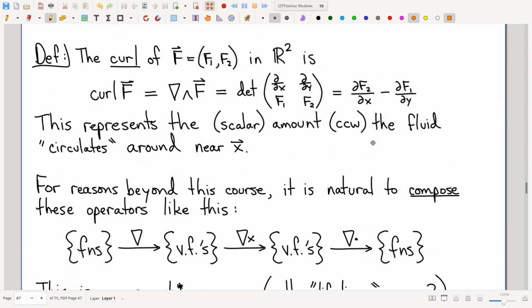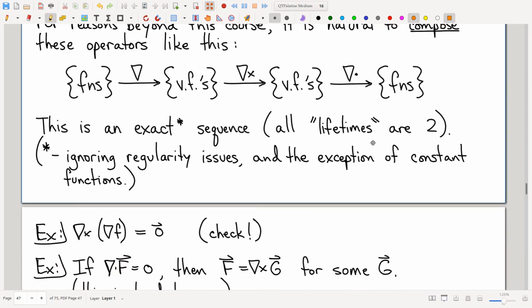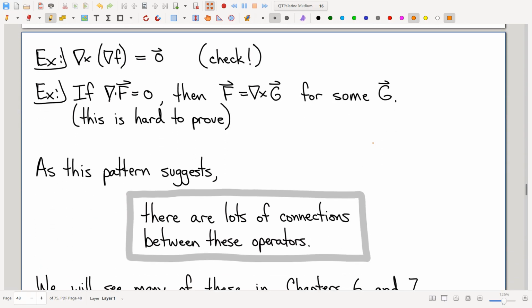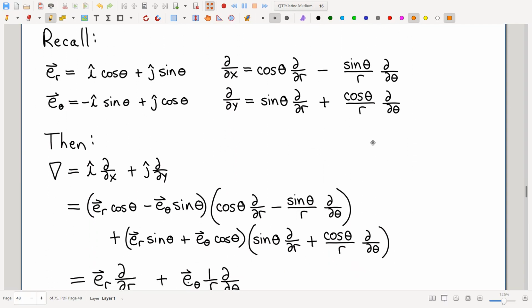So yeah, we've talked about curl. We've talked about divergence. Everything we've done with these has been in rectangular coordinates. And now I want to talk about what happens if you want to do them in polar coordinates or spherical coordinates. And some of this y'all will already remember.